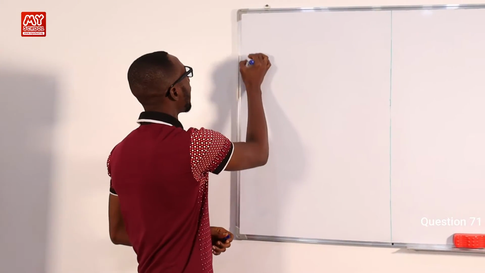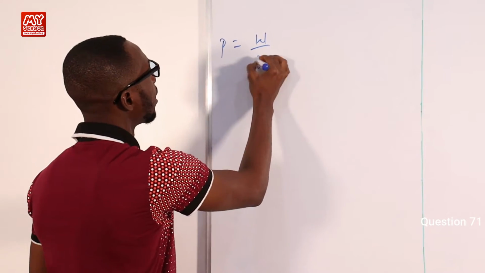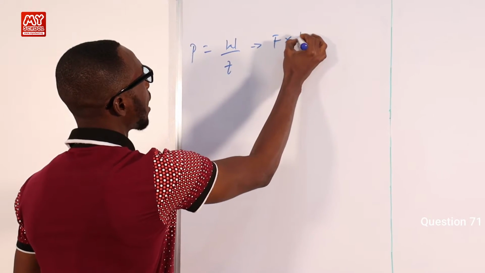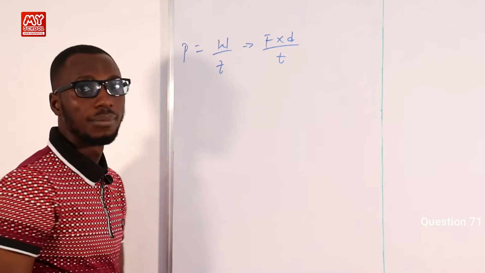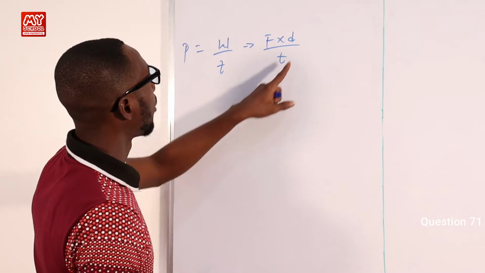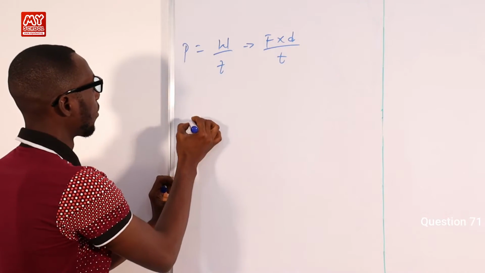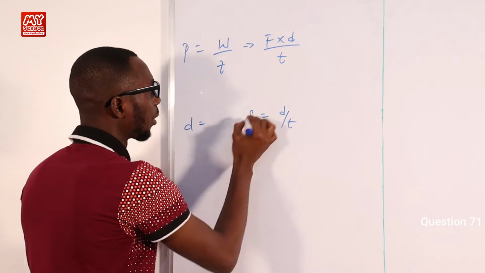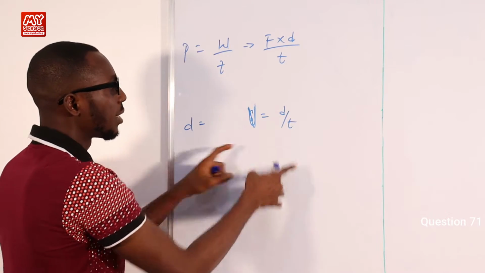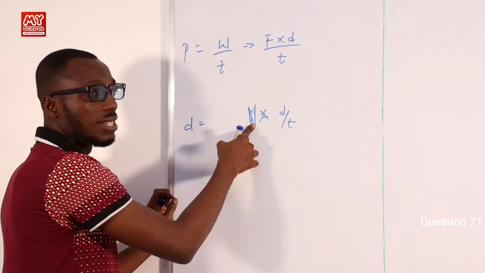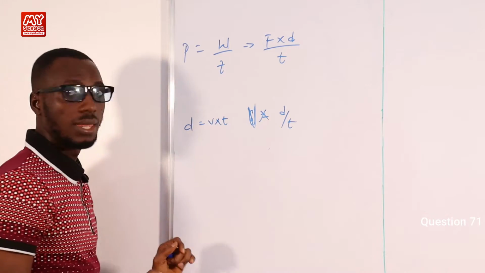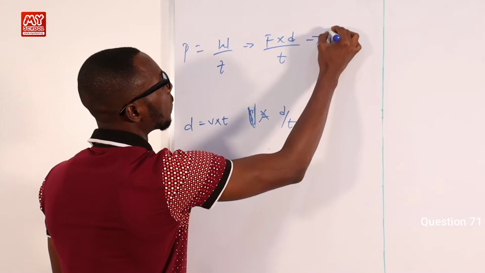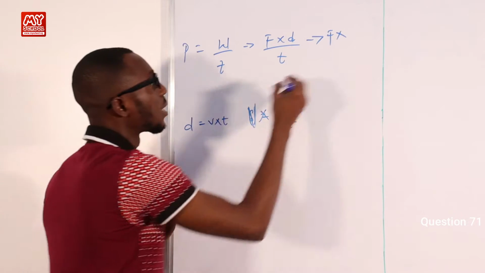Recall that power equals work done over time taken, where work done is force times distance, still over time. Recall that from speed equals distance over time, speed V equals distance over time, therefore distance will be speed times time. So we'll just replace distance here, so force times distance is force times speed times time.